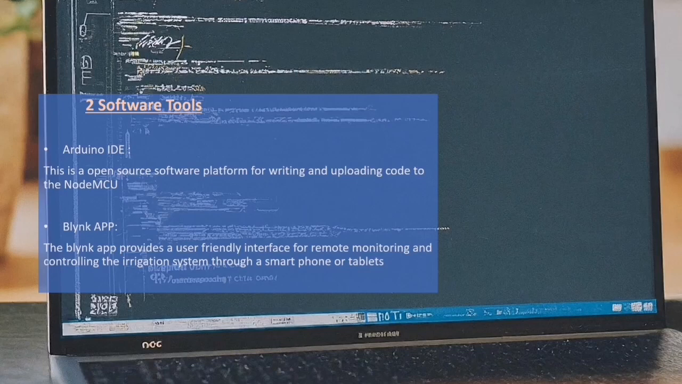Second one is software tools. In this slide, we discuss the required software tools: Arduino IDE and Blynk app. Arduino IDE is a free and open source platform for writing and uploading code to the NodeMCU microcontroller. We use it to read sensor data, control the water pump, and communicate with the Blynk app. The Blynk app on a smartphone or tablet provides a user-friendly interface for remote monitoring and control of the irrigation system.